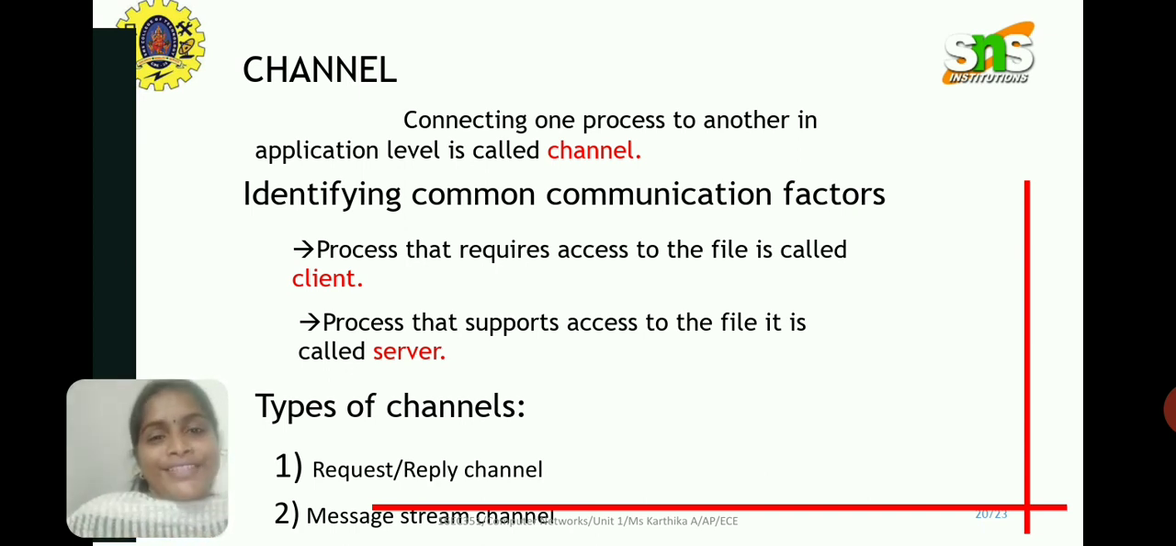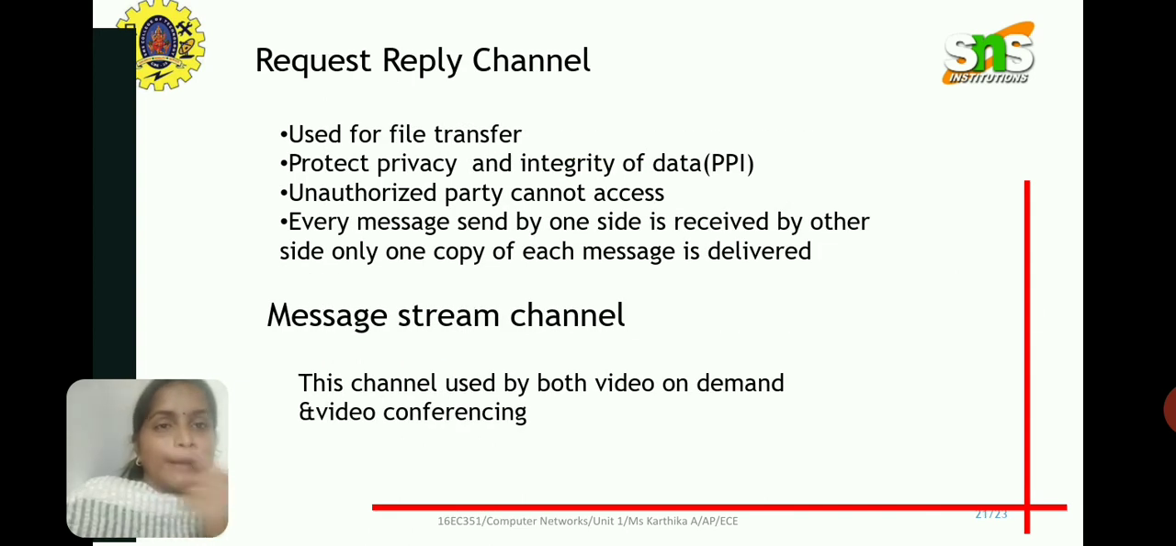In this, we are going to identify some common communication factors like client and server. A process that requires access to a file is called a client, and a process that supports access to the file is called a server. And we have different types of channels. The first one is a request reply channel and the other is a message stream channel. In a request reply channel, it is mainly used for file transfer, and it is used for PPI, that is protect privacy and integrity of data.